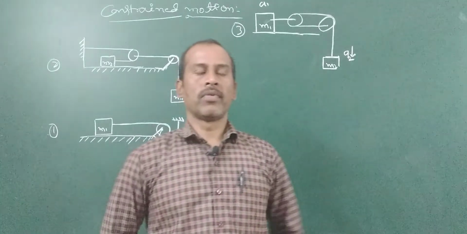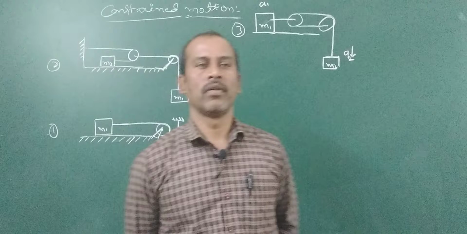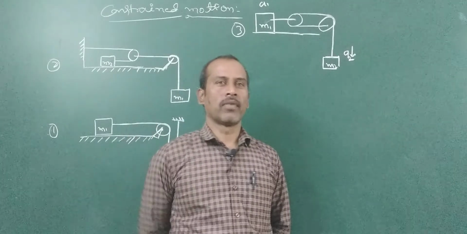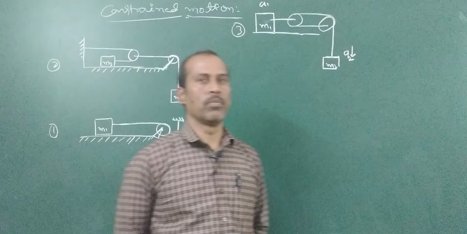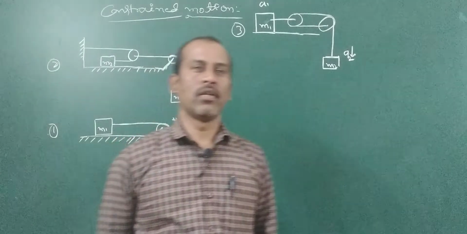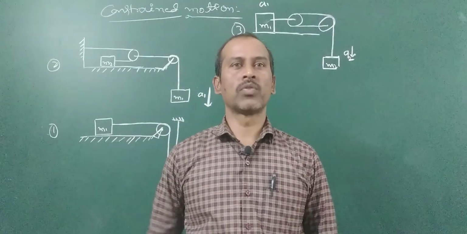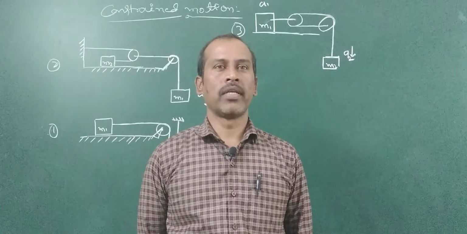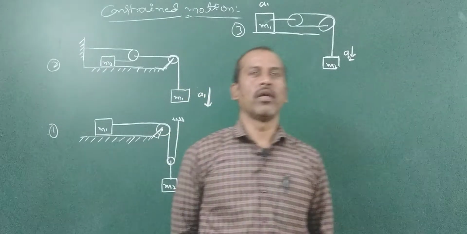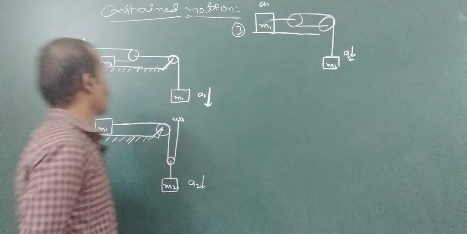Today we discuss constrained motion or constrained bodies, from these three problems taken from Singh's book. Find out the individual acceleration of the blocks. These two blocks are suspended over pulleys. Here there are three diagrams.